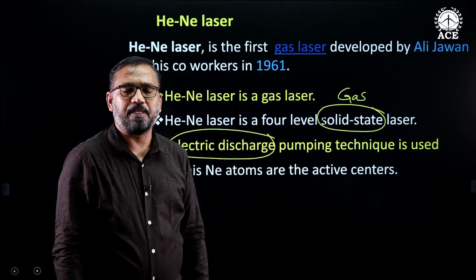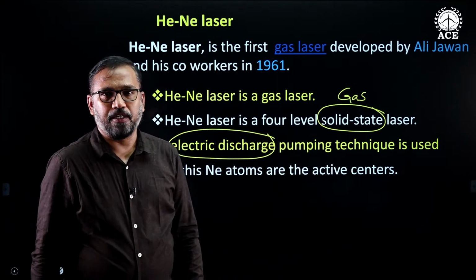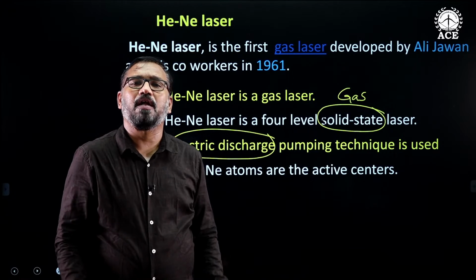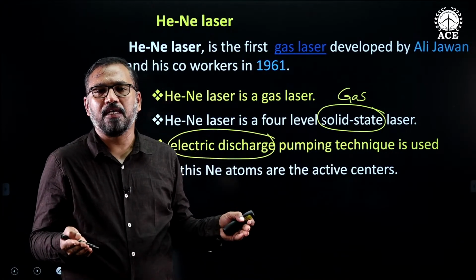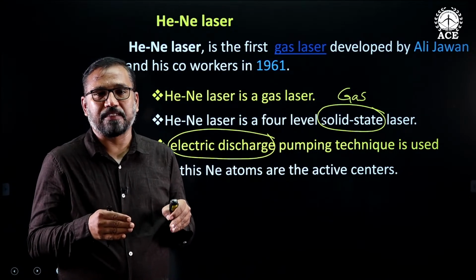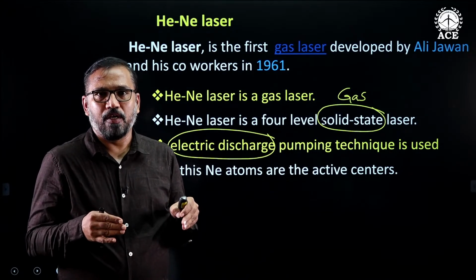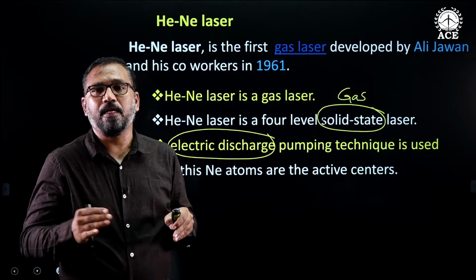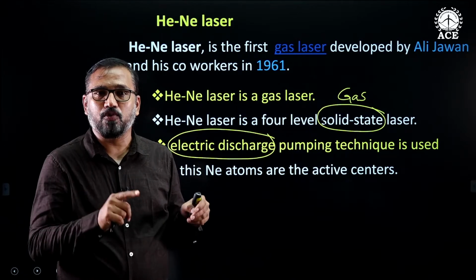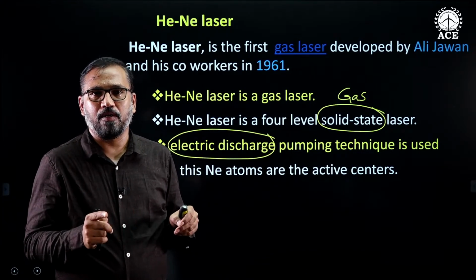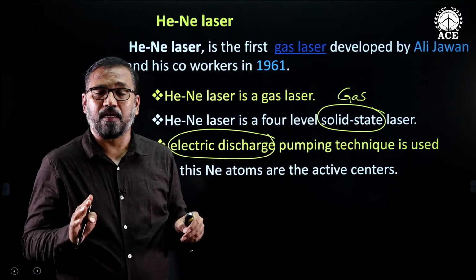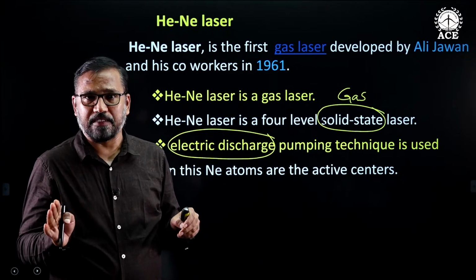Electric discharge pumping means electrons are injected into the mixture of gases. What are helium and neon? They are nothing but noble gases. Helium is a gas, neon is also a gas. We are going to use these gas molecules, noble gases, to generate lasers, so that laser is called a gas laser: the laser generated due to these gases, helium and neon. So which type of laser is it? A 4-level, gas laser system.